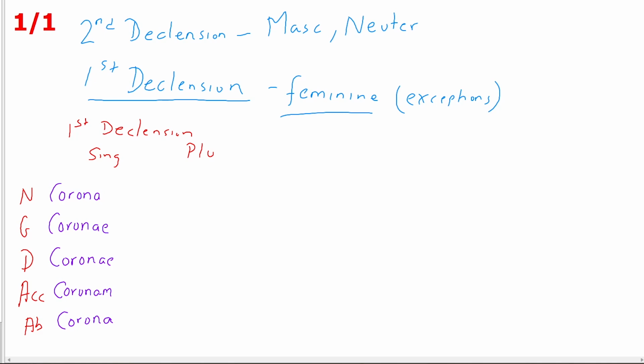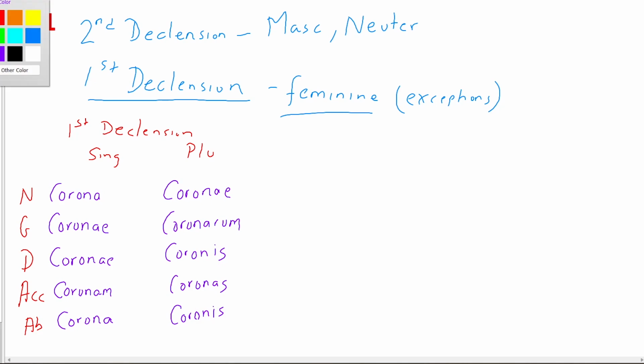Now plural, coronae, then genitive plural would be coronarum, dative plural coronis, accusative plural coronas, and ablative coronis. Let us just highlight the endings.